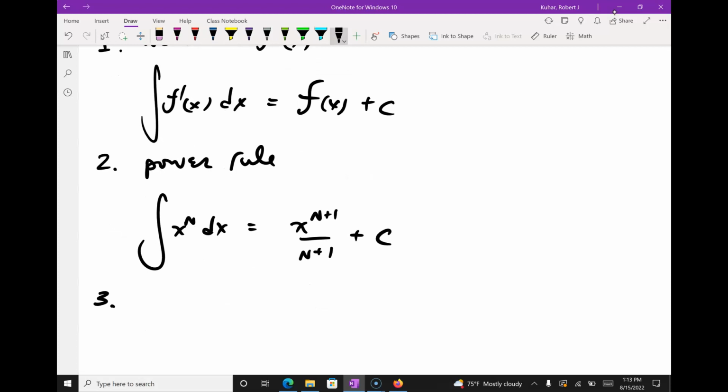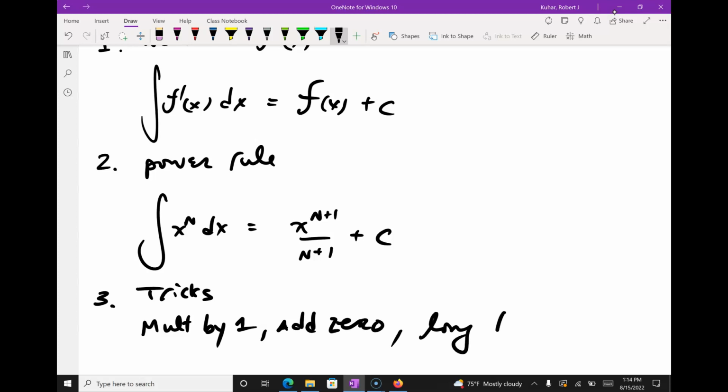Step 3, tricks. Level 3, there might be some tricks. Long divide, multiply by 1, right? Add 0. Long divide, divide and conquer.